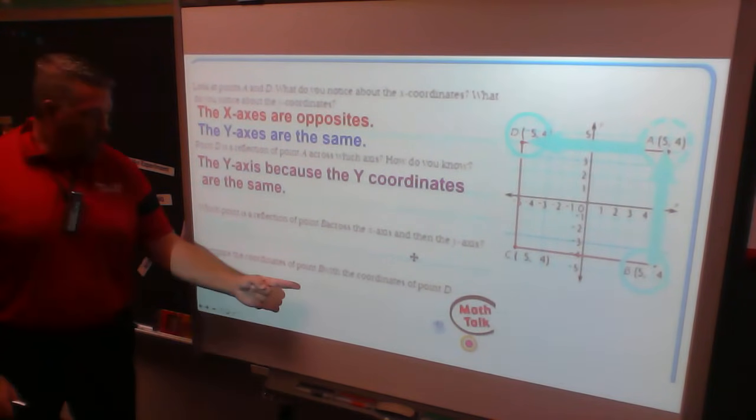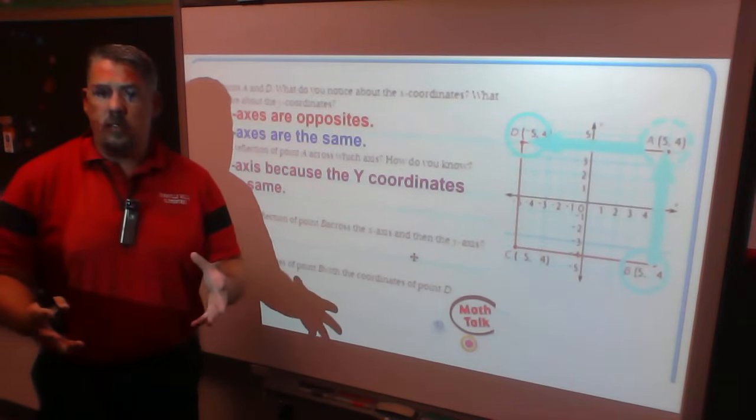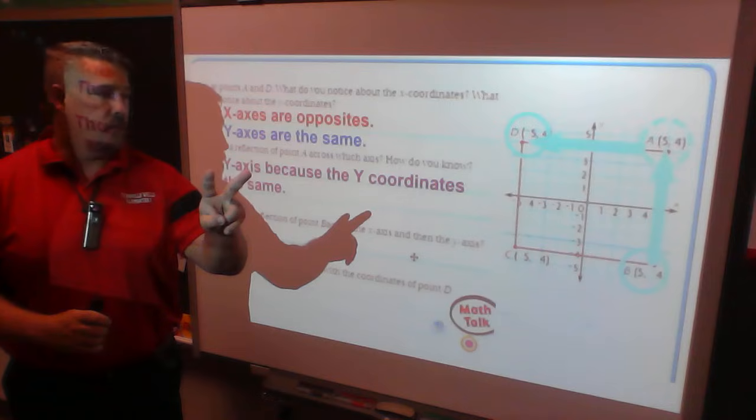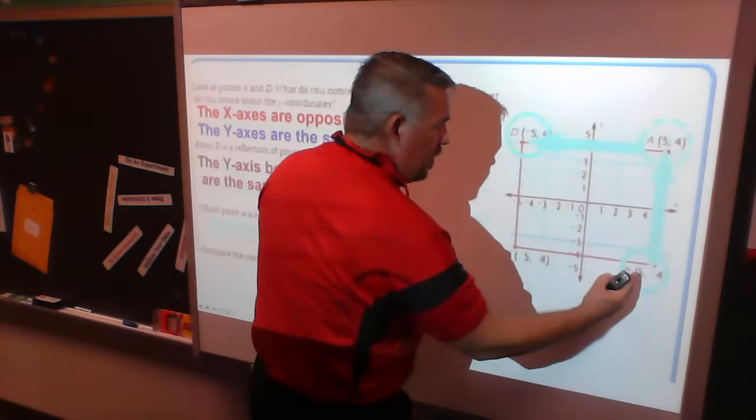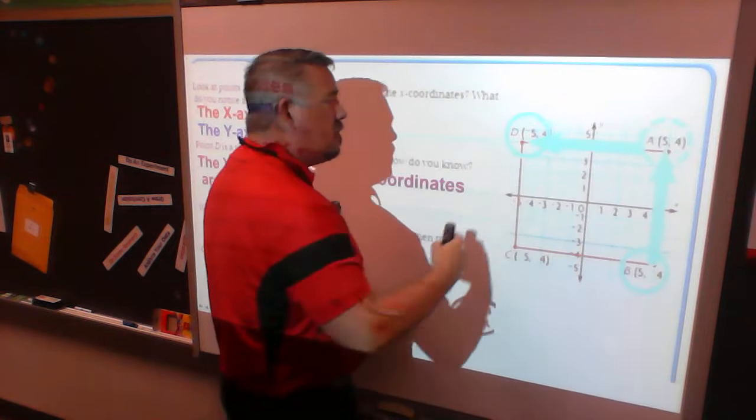Compare the coordinates of point B with the coordinates of point D then. So what do those coordinates look like if it's a double reflection? Well, I have a +5 and a -5, and then I have a -4 and a +4.